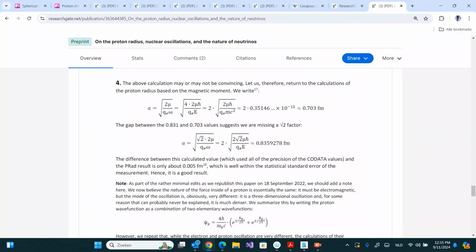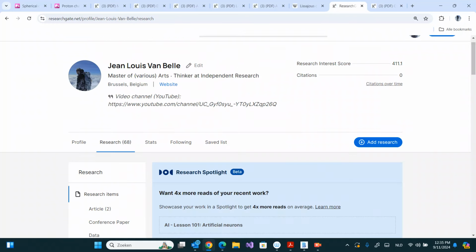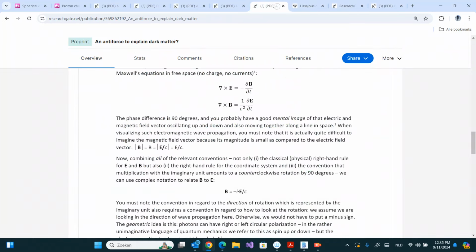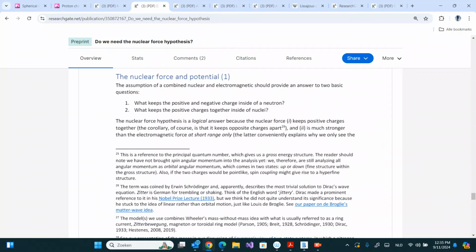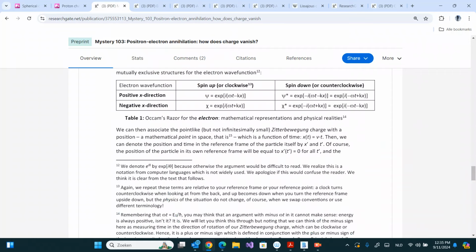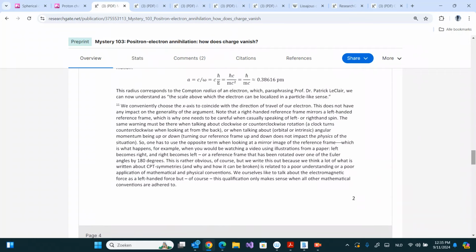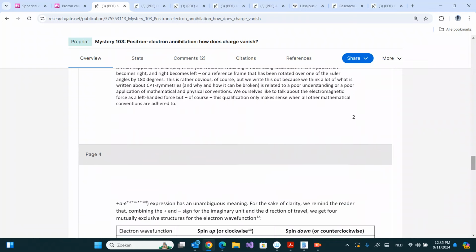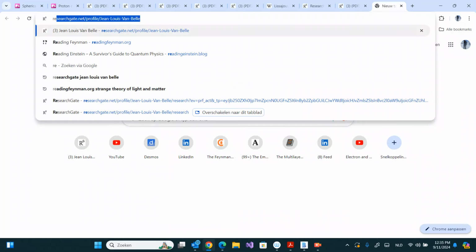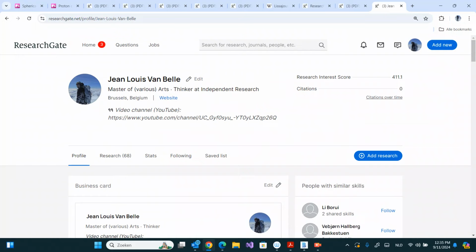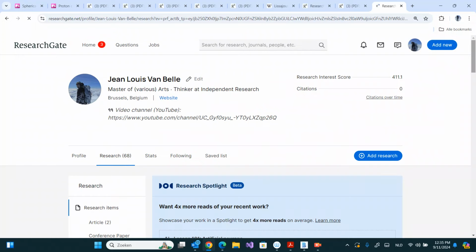But the problem was really, and I'm going to show that in my paper here, the other one. No, not this one. Where's my mystery paper? Oh, I don't have it here. 103. But I had a mystery paper 102, which is quite... Let me Google it. It makes for a break also while talking.